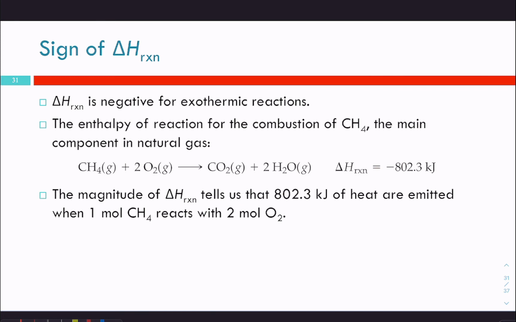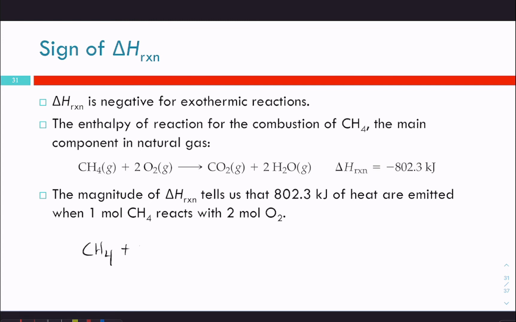Negative quantity for delta H, and in units of kilojoules. So the units for heat will always be in joules or kilojoules. And what delta H actually is telling us is that 802.3 kilojoules of heat are emitted when 1 mole of methane reacts with 2 moles of oxygen. So it is a stoichiometric quantity.